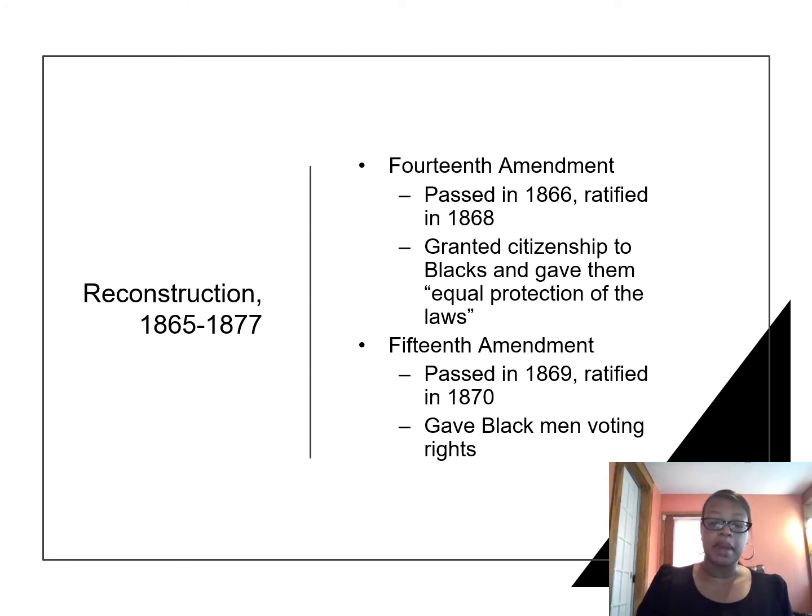So we already talked about the 13th Amendment. In 1866, they passed the 14th Amendment, which was ratified in 1868. And this amendment granted citizenship to black people and gave them equal protection of the laws. The 15th Amendment passed in 1869 and was ratified in 1870 and gave voting rights to black men.